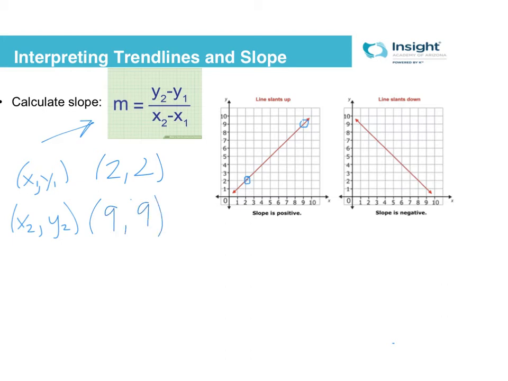And then what you end up doing is you take your y values. So y2 is 9, y1 is 2. You subtract those and then divide it by the x values subtracted. So that's how I get 7 over 7, which is 1, positive 1.